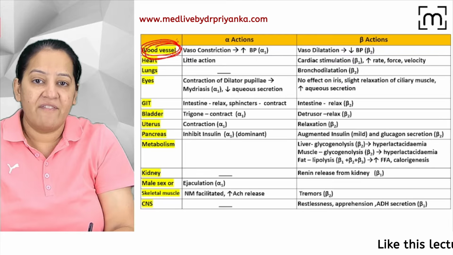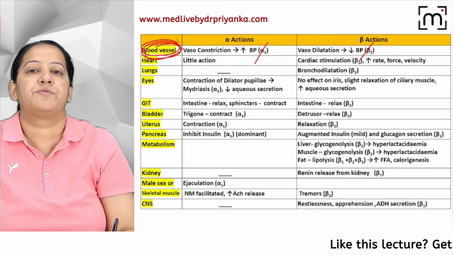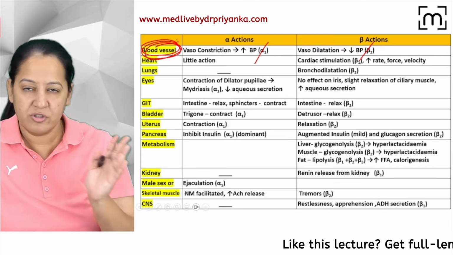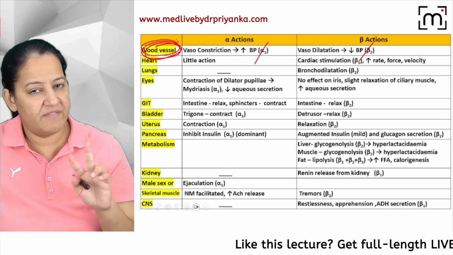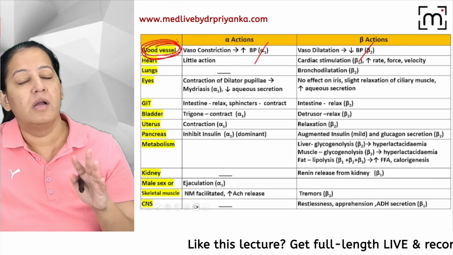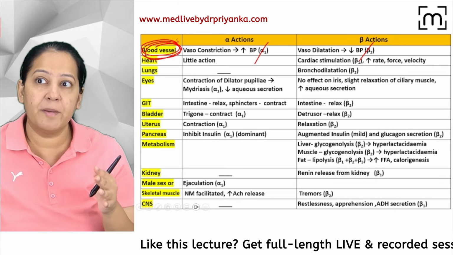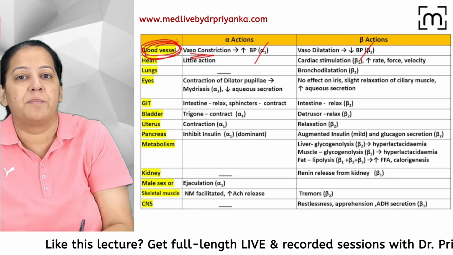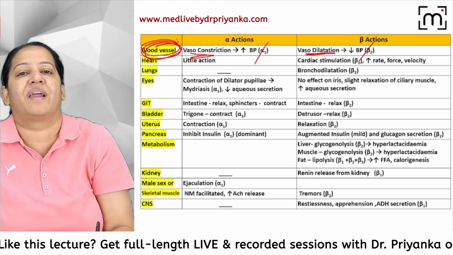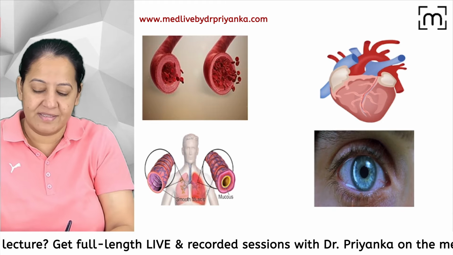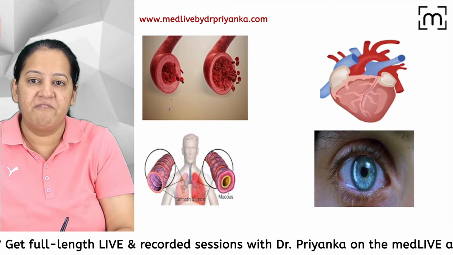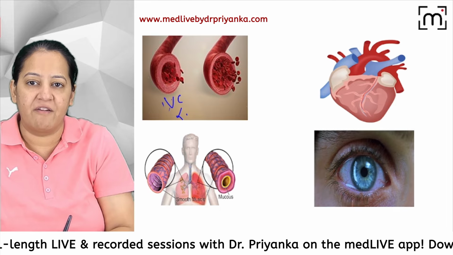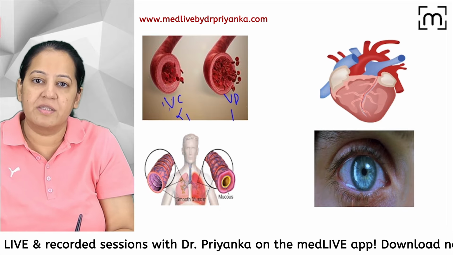On blood vessel, we are having alpha 1 and beta 2 receptor. We have alpha also, beta also. From the alpha, alpha 1 and alpha 2 both are there, but main is alpha 1. So alpha 1 receptors are there, and beta 2 are present. Okay, alpha 1 causes vasoconstriction, beta 2 causes vasodilation. Got it? So you can see this is the blood vessel. Vasoconstriction is caused by alpha 1 and vasodilation is caused by beta 2.